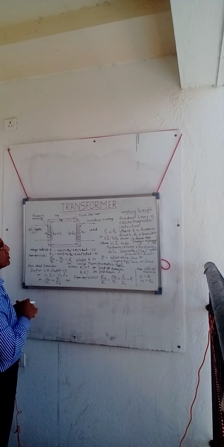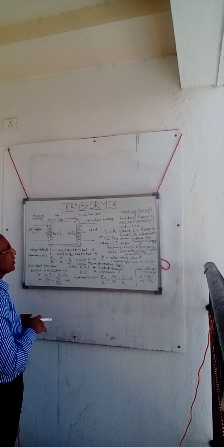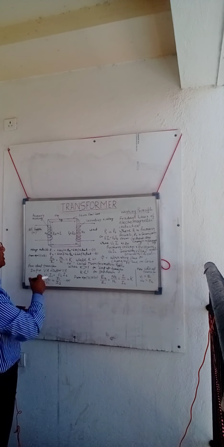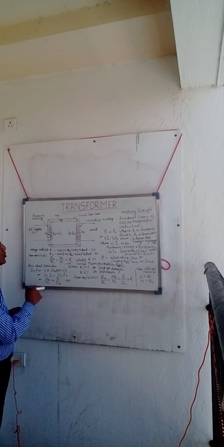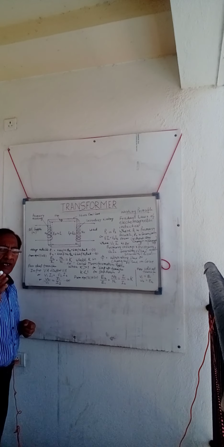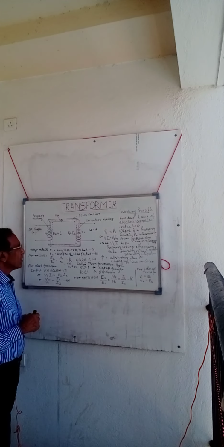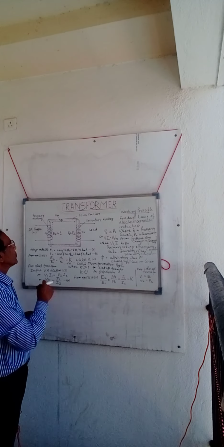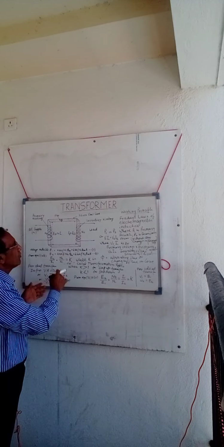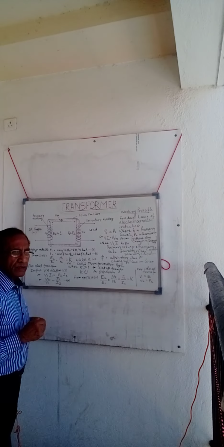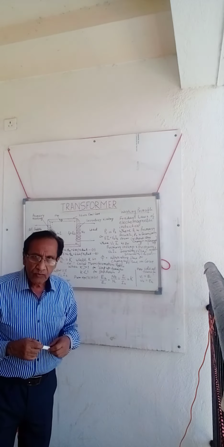So this is the most fundamental working principle, Faraday's law of electromagnetic induction. There is no moving part in the transformer, so it is called a static electrical device. So these are the basic fundamentals about the transformer. Thank you very much.